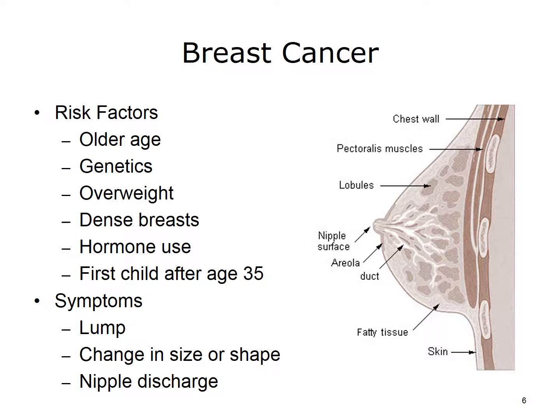Additional risk factors include being overweight, having dense breasts, using hormone replacement therapy, taking birth control pills, drinking alcohol, not having children, or having your first child after age 35. Symptoms of breast cancer include a lump, a change in the size or shape of the breast, or a discharge from the nipple.